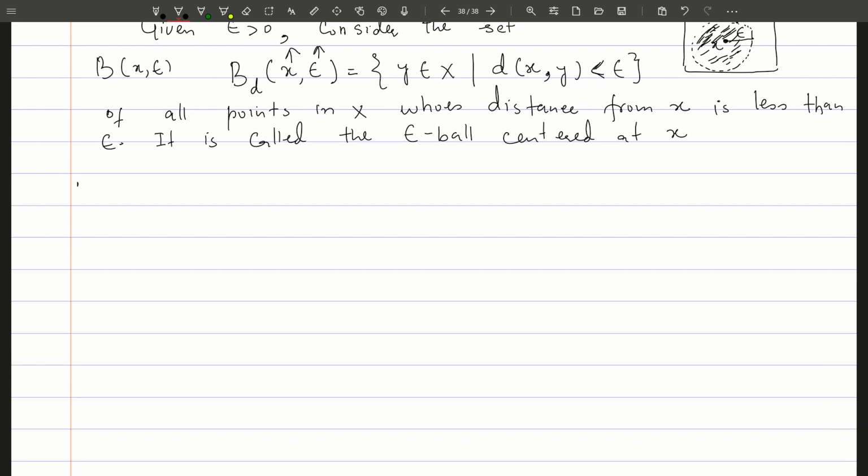Now we have this result here. We have the proposition. If d is a metric on the set X, then the collection of all epsilon balls is a basis for a topology on X, and that topology is called the metric topology on X, induced by the metric.